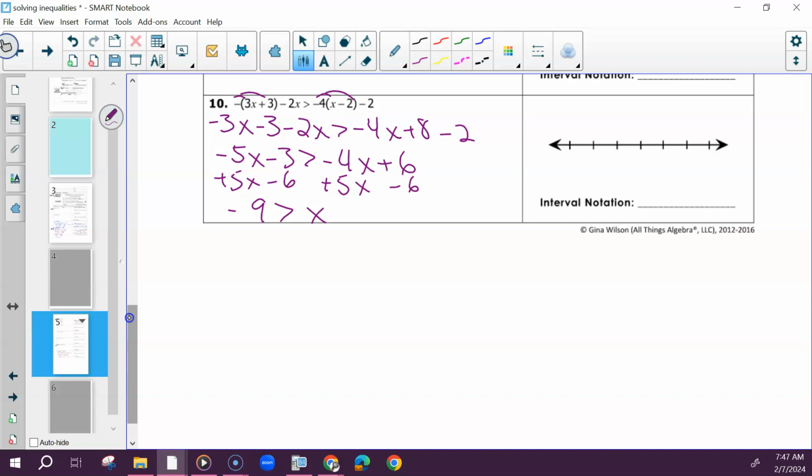So if you can read it like this, read it backwards, and graph it like this, that's fine. But if that confuses you, you can take the whole thing and flip it. Whatever this is pointing to or away from, make it the same. So if I flip the whole thing, it would be x is less than negative 9. You would graph it like this, or read it backwards, x is less than negative 9. It would not be pointing towards the right, it would be pointing towards the left. So be careful if you leave it like this so you don't graph it the wrong way.